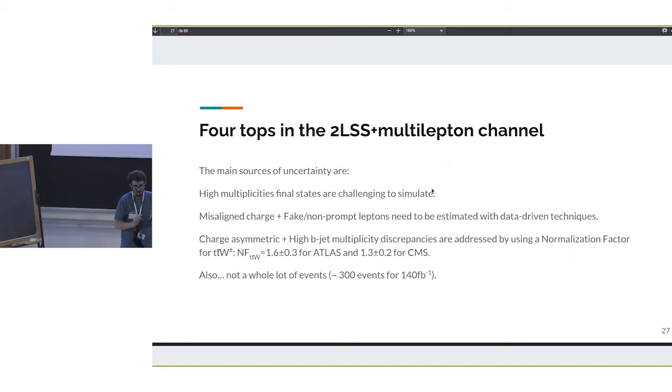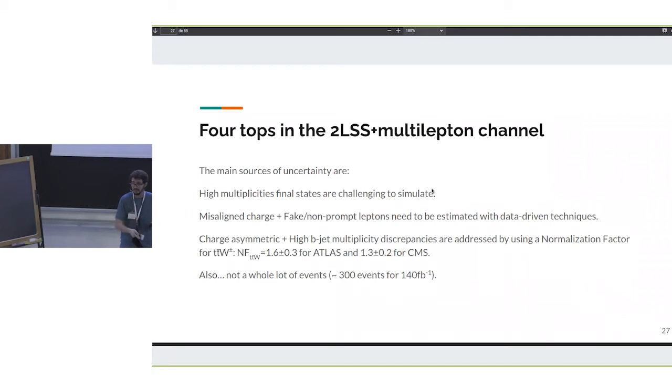The first uncertainty that is really driving the cross-section uncertainty up is the high multiplicity. Because we have so many particles, the modeling is very hard, and then we need to introduce a large systematic uncertainty. Also, we have some data-driven techniques that are implemented to get some backgrounds. And also, the TTW cross-section is slightly above what we expect, and this is consistent with other searches. So there may be some modeling issues there.